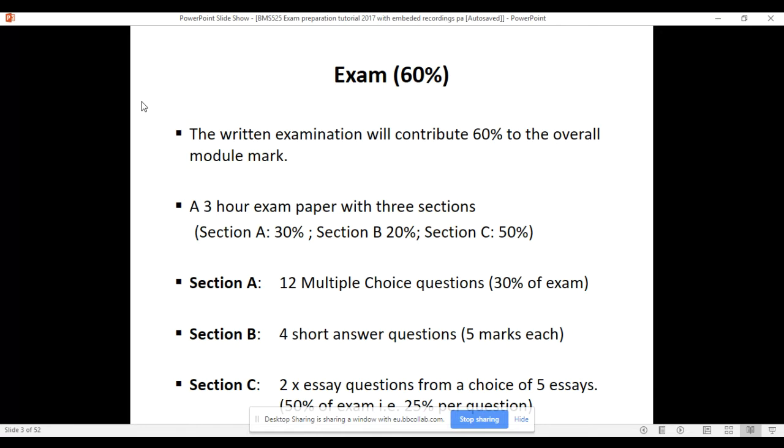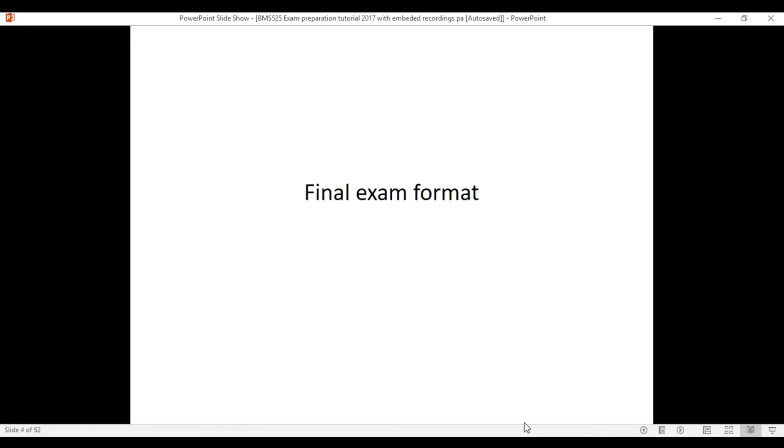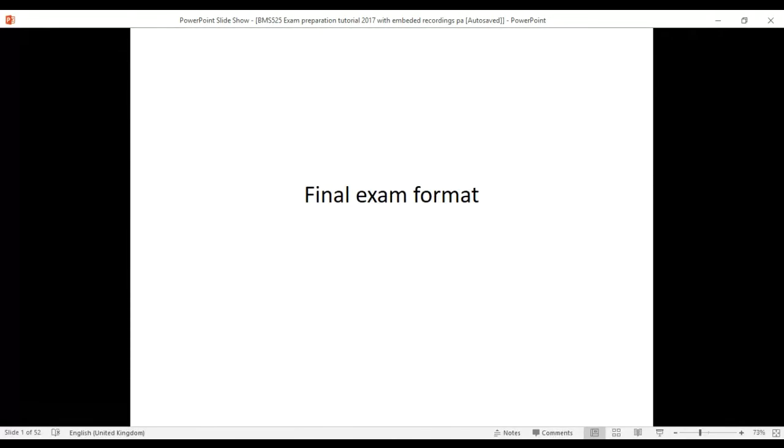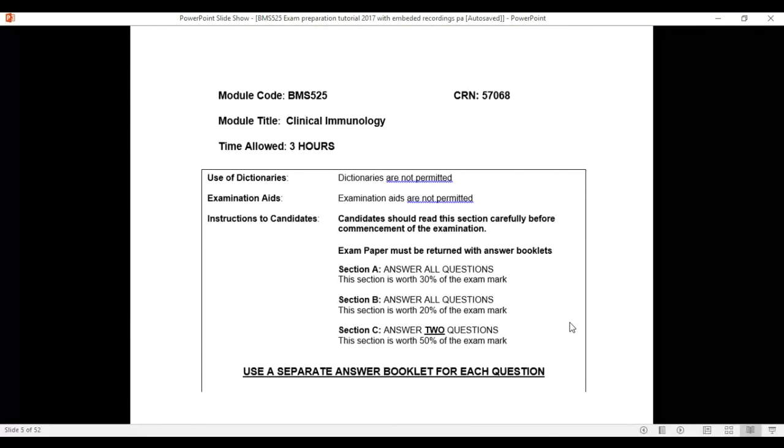And section C, you'll be asked to select 2 essay questions from a choice of 5. So each of those essay questions will be worth 25% of the overall exam. Okay, and section C will make up 50% of the exam. Okay, so the overall format, this is how your exam will look. You'll have 3 hours to do section A, B, and C.